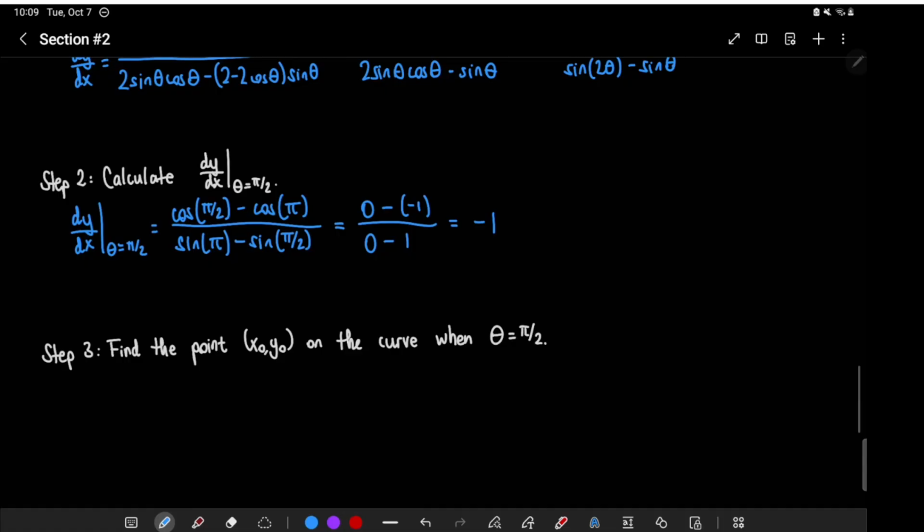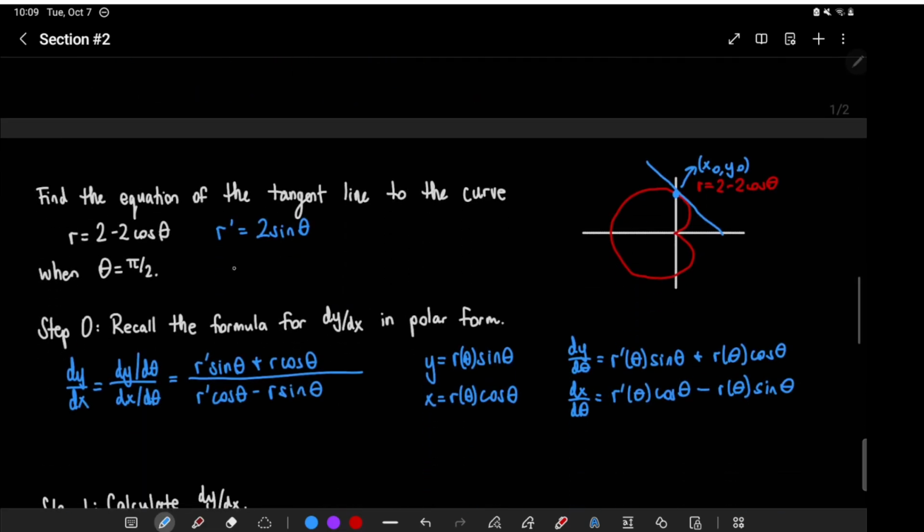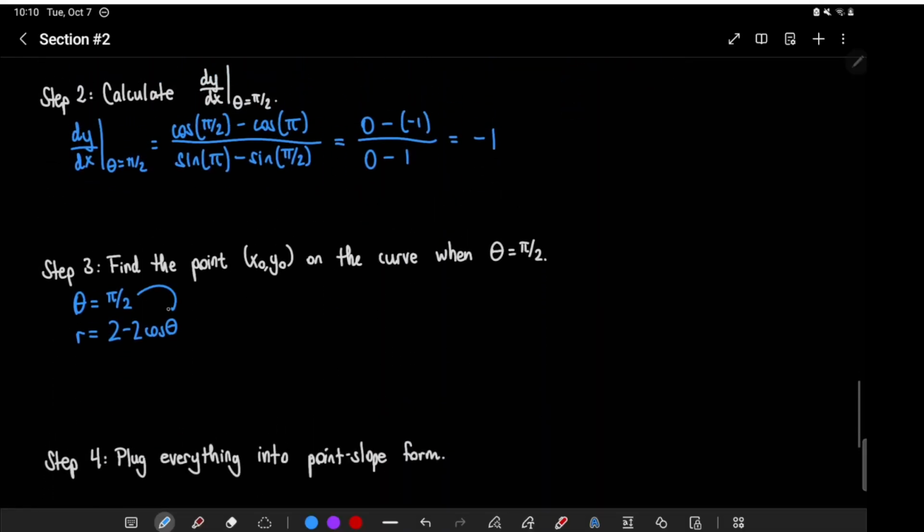So what do we know? We know theta is pi over 2, and we know that r is 2 minus 2 cosine theta. That's the equation for the cardioid that was given to us, 2 minus 2 cosine theta. So just plug that in here, and r would be 2 minus 2 cosine pi over 2. Again, cosine of pi over 2 is 0, so this should just be 2. So in polar form, the point is r comma theta, 2 comma pi over 2. This is r, this is theta.